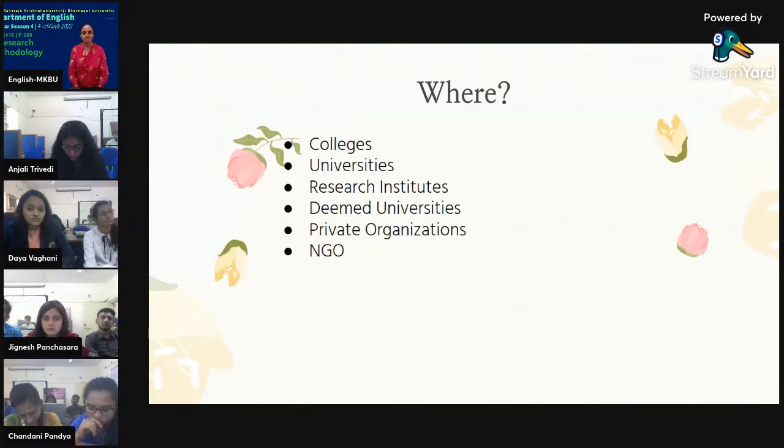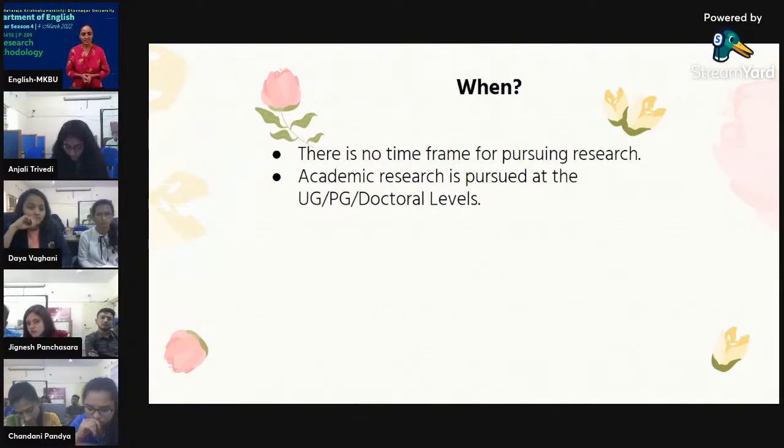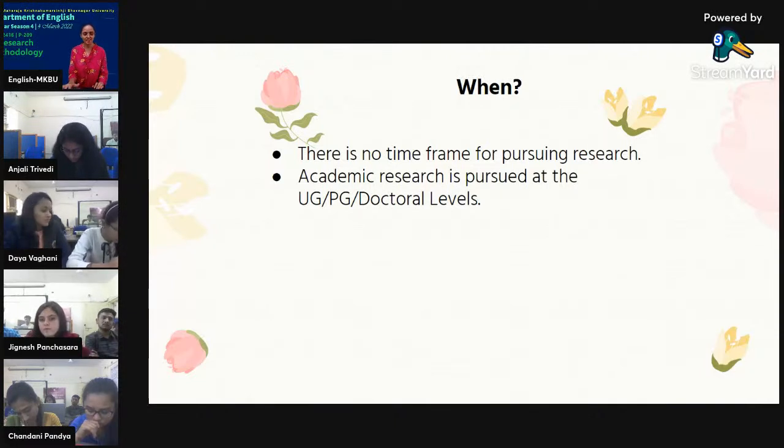Then where can the research be practiced? In colleges, universities, research institutes, private organizations and NGOs. When can we do research? There is no particular age for pursuing research. It can be done at UG, PG, and doctoral levels, and at any time in life. There is no fixed time.